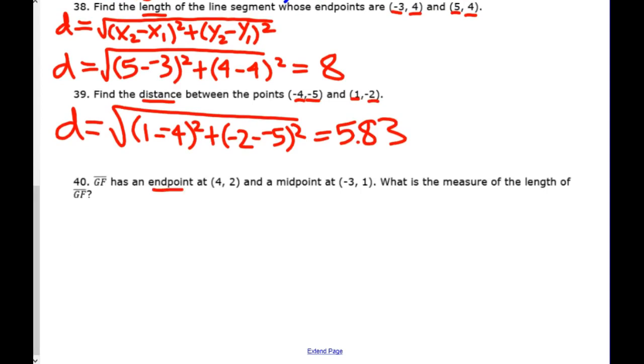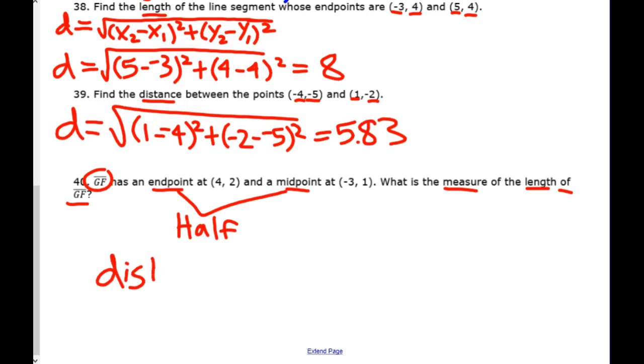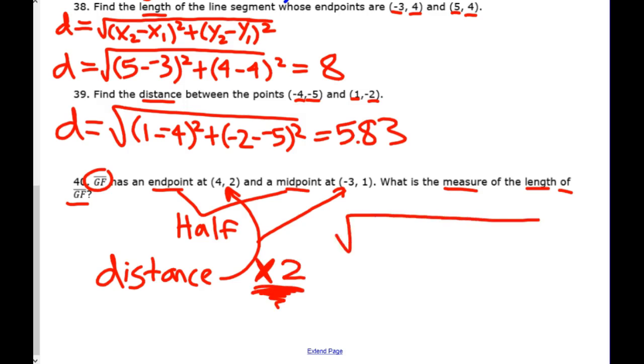Okay, last but not least on here, 40 is not just like 38 and 39. 40 is from an endpoint to a midpoint. From end to middle is only half of a segment, half of GF. And what do they want? The measure of the length of the whole thing. So you can do distance formula, that's fine, but you're going to do distance of this and this. Make sure you do it times 2. Okay? So let's not mess this one up.